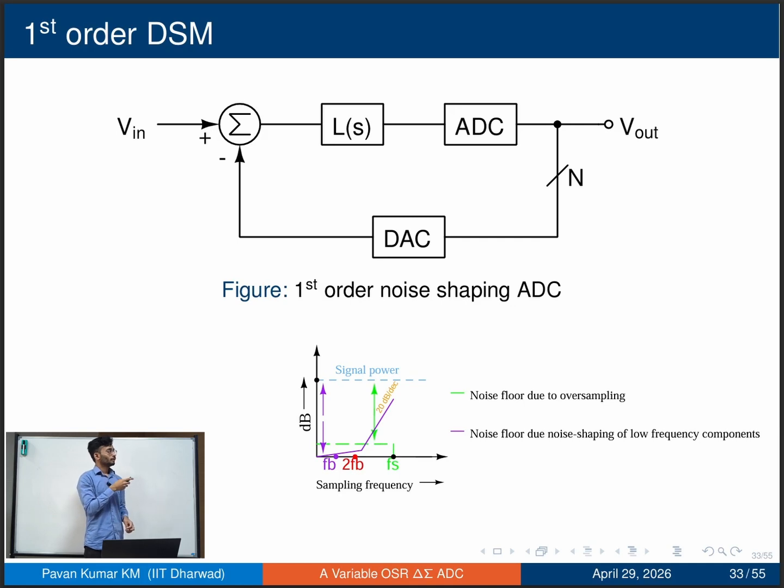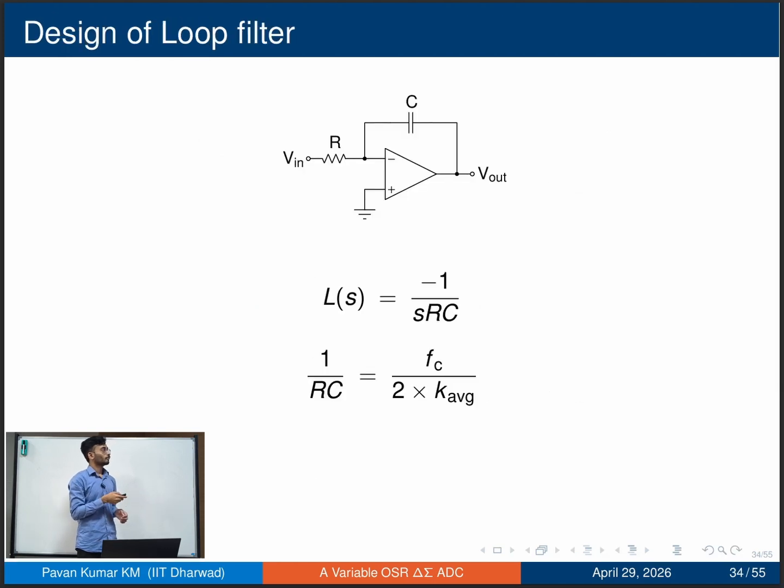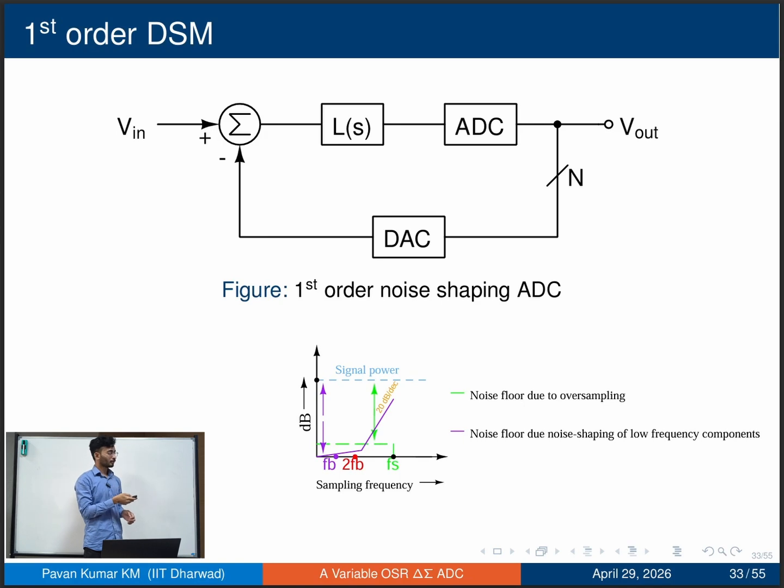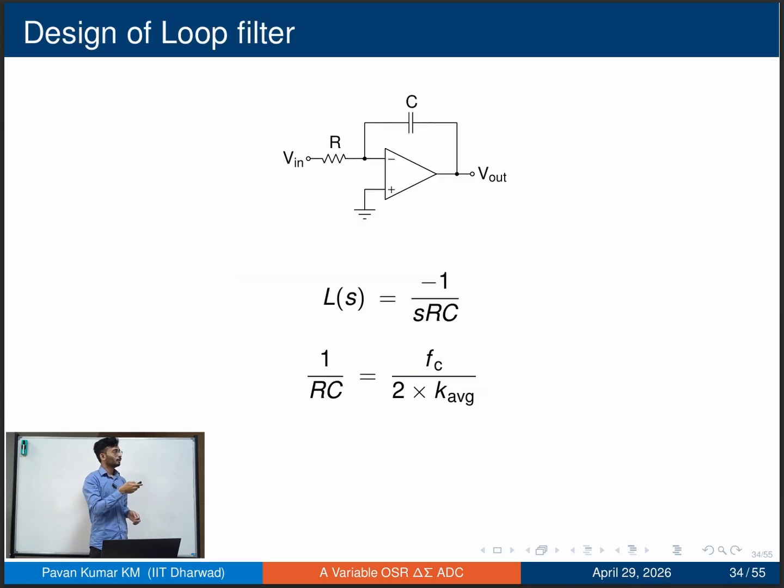This ADC is used as a quantizer in a delta sigma modulator to further extend the SNR improvement. As I mentioned earlier, in a delta sigma modulator the in-band noise will be shaped out, attenuated, due to which there will be quantization noise reduction, and SNR will improve. The loop filter is designed by considering the average cycles per conversion.